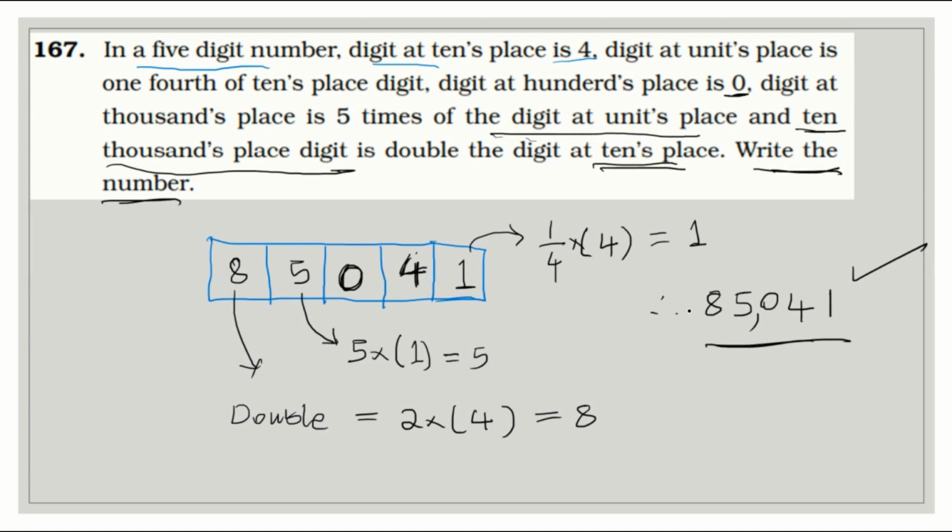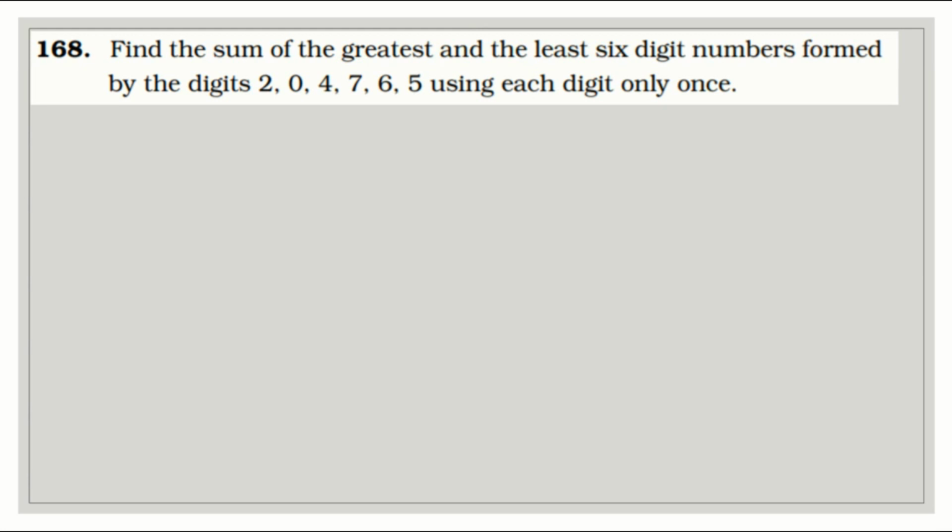Okay, so this is how you need to think. I have written only the gist of the thinking. You need to solve it properly. Next, coming to question number 168. Here, it says: find the sum of the greatest and least 6-digit number.